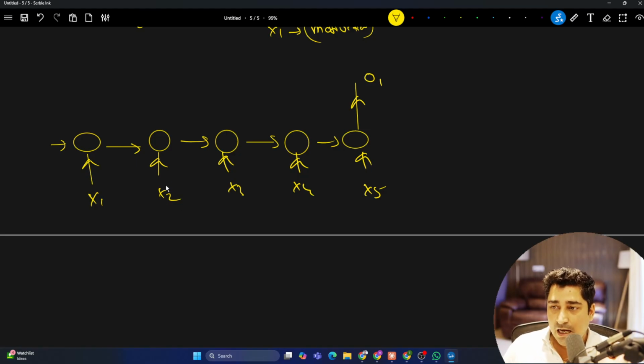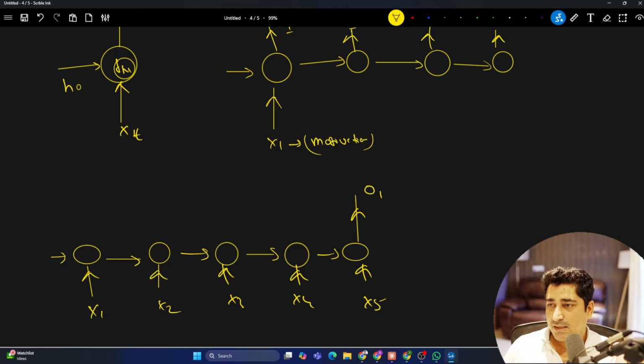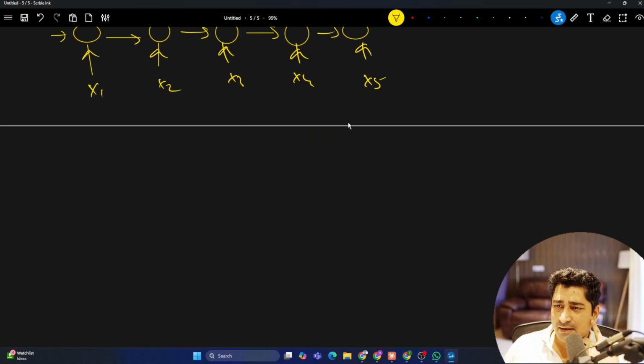Now there is another one. So this is basically a third type, many to one. Many inputs, one output. I believe sentiment analysis is one of the examples. Yeah, sentiment analysis is one of the examples. I think I have already mentioned that, right?